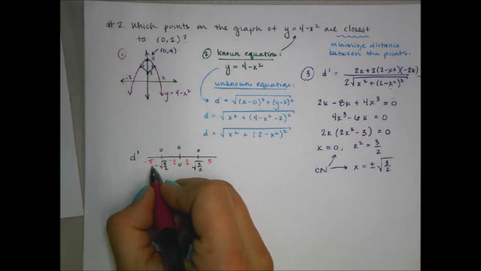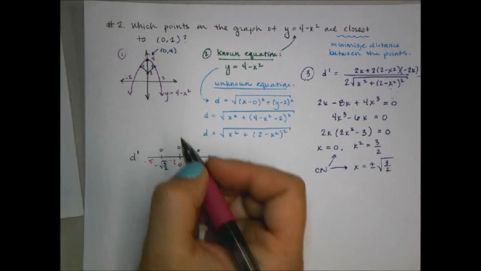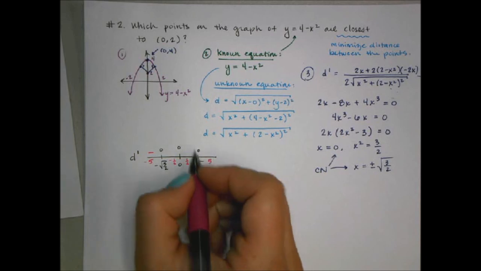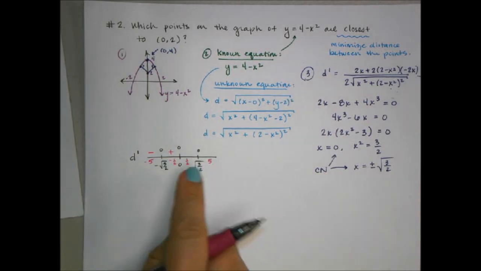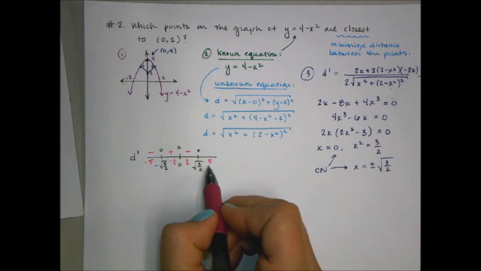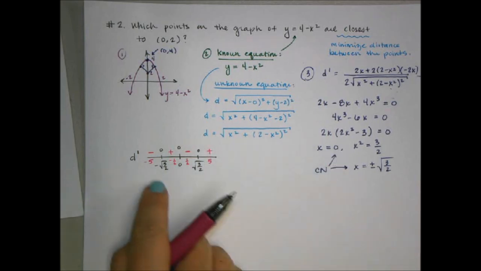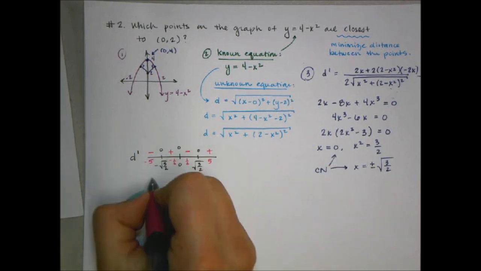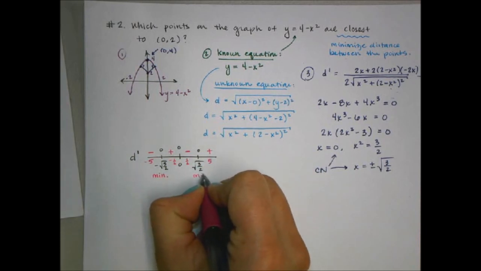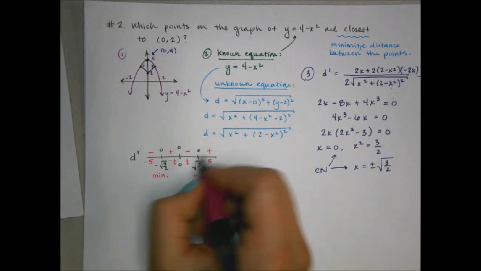So plugging in a number like -5, we're going to end up with a negative. Plugging in -1/2 or -1, we'd end up with a positive. Plugging in 1/2 or 1, a negative. Plugging in a number greater over here would be 2, 3, 4, 5. We'll end up with a positive. So I can see a change from negative to positive, minimum. And another negative to positive over here is a minimum. A change from positive to negative for our derivative would be a maximum.